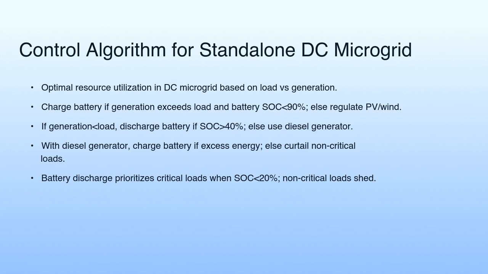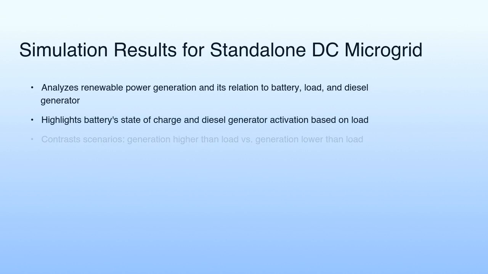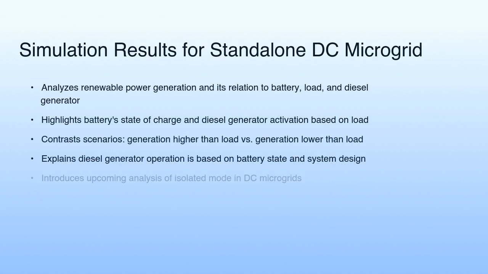It charges the battery when generation exceeds load, discharges the battery or activates the diesel generator when generation is lower, and prioritizes critical loads when battery state is low. Simulations analyze renewable power generation in relation to battery state, load, and diesel generator activation in a standalone DC microgrid, contrasting scenarios where generation is higher or lower than load.